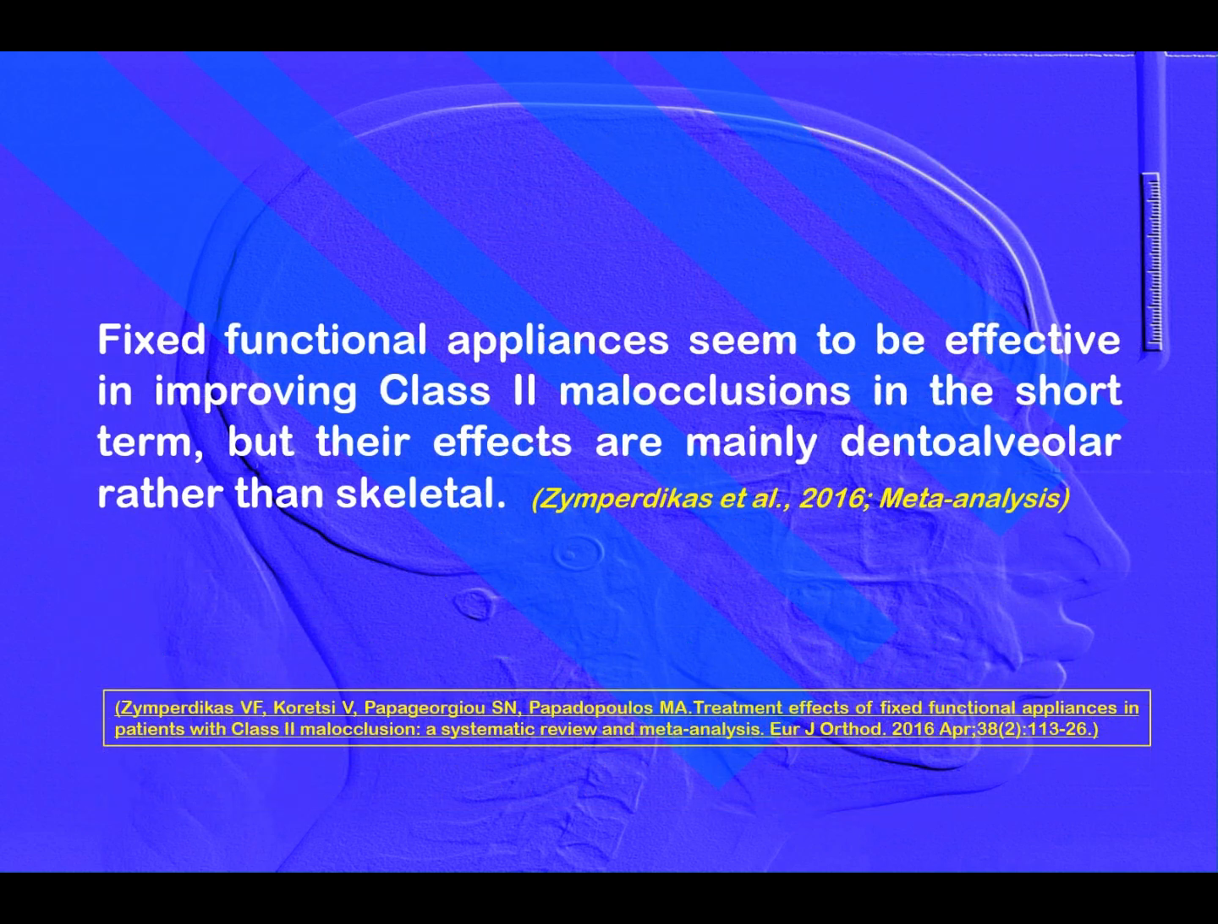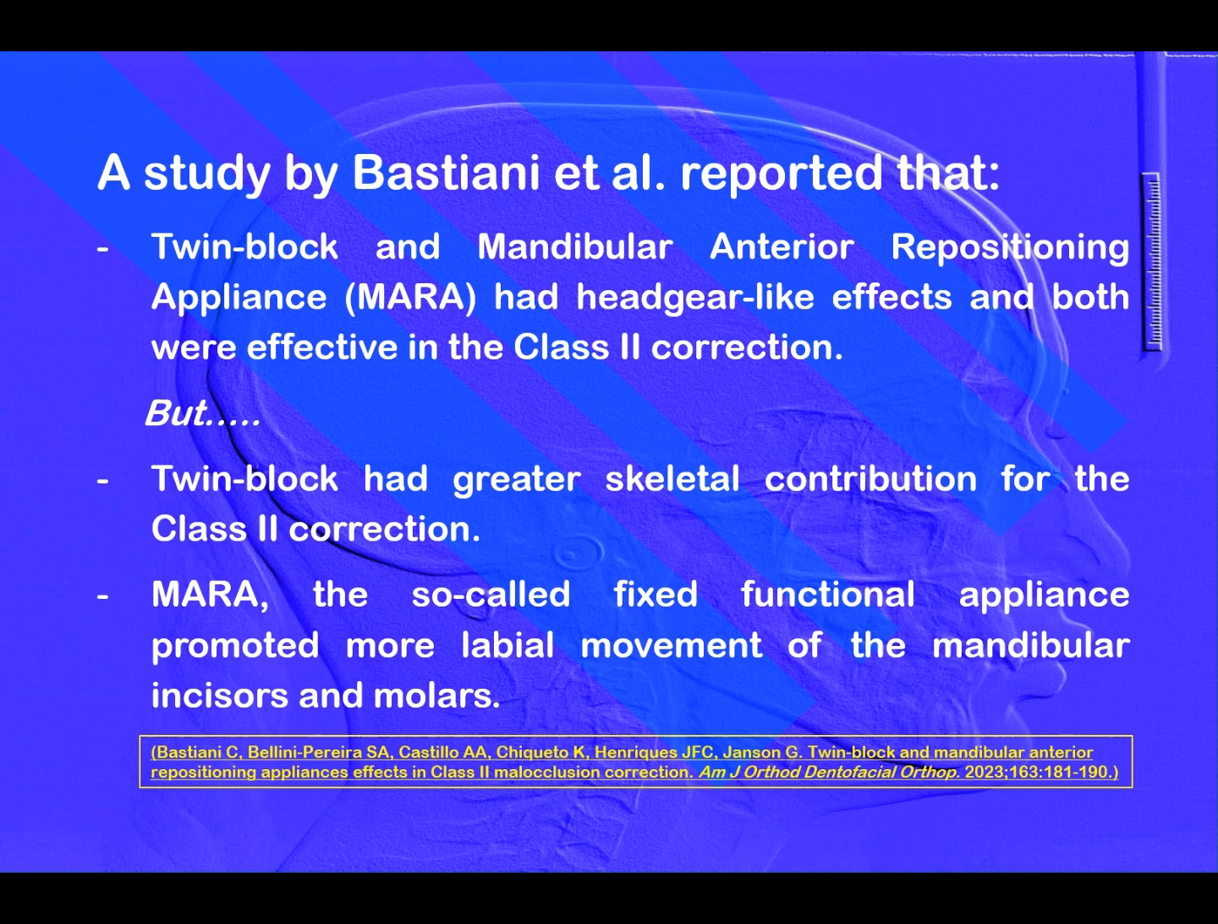A meta-analysis by Zymperdikas et al. in 2016 revealed that fixed functional appliances seem to be effective in improving Class II malocclusions in the short term, but their effects are mainly dentoalveolar in nature rather than skeletal. A study by Bastiani et al. observed that both removable and fixed functional appliances had headgear-like effects, and were effective in the Class II correction. However, removable functional appliances had greater skeletal effects in Class II correction, and the fixed functional appliances promoted more labial movement of the mandibular incisors and molars.